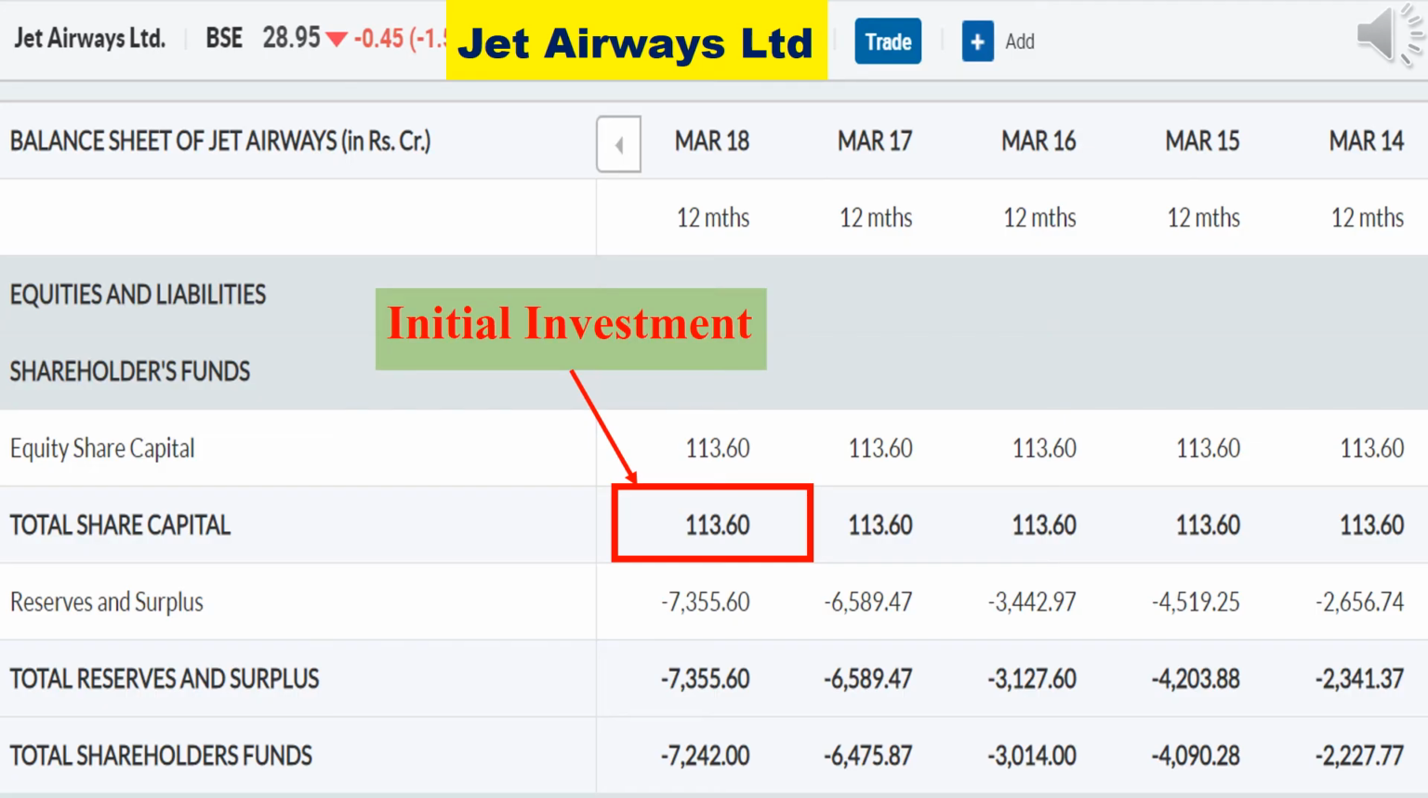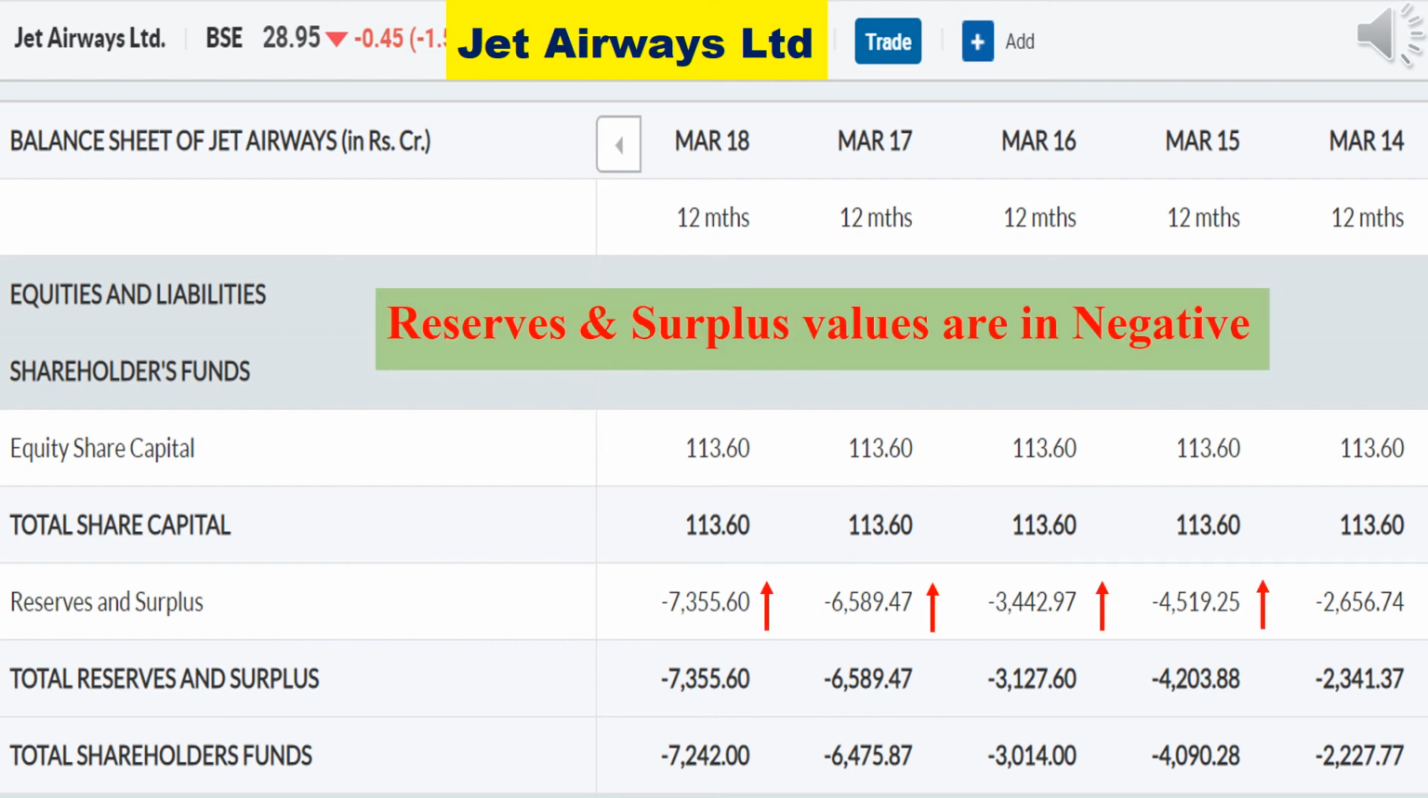Next, I opened the Jet Airways balance sheet. Jet Airways share capital is 113 crore rupees. That is, Jet Airways promoter had initially invested 113 crore rupees for starting this business. Next, if you see the Jet Airways reserves and surplus, it is increasing year by year, but all the values are negative. The values being negative means Jet Airways is going into big loss. That is the actual meaning of that.